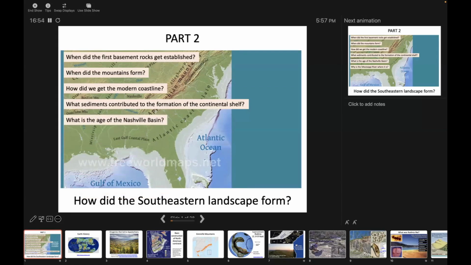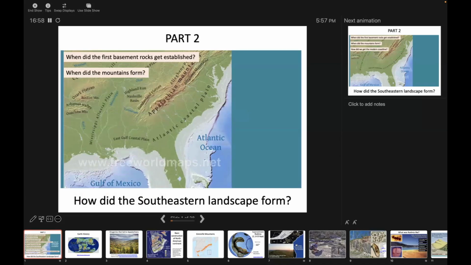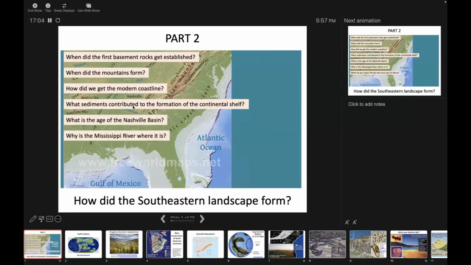And what is the age of the Nashville Basin? If you go back just a couple of slides, you could see the Nashville Basin right there. When did that form? Well, we're going to talk about that a little bit. Why is the Mississippi River where it is? There's a very clear reason why the river flows right down the heart of the country.